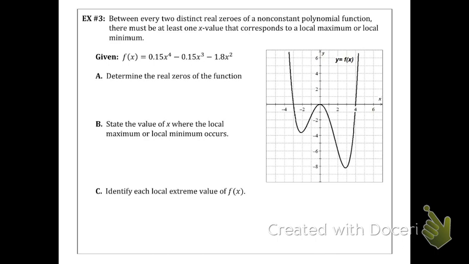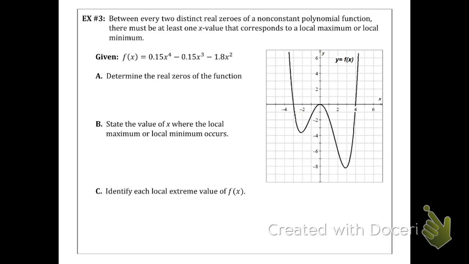All right, example 3. Between every two distinct real zeros of a non-constant polynomial function, there must be at least one x value that corresponds to a local maximum or local minimum value. So if we have two places here that cross the x-axis, that means there has to be somewhere in between them a turning point in order for it to go back up or back down towards that x-axis.